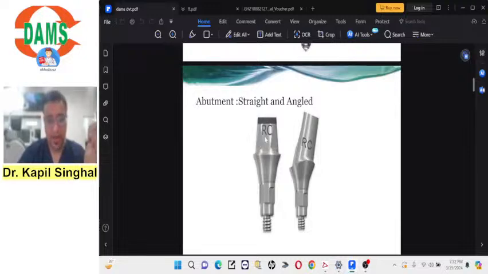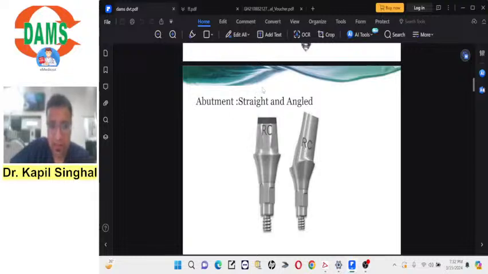So if your implant is straight, the lab will use an abutment that is straight. If your implant is angled, it's not straight, they may use an abutment that is angled. For the angled abutment, the maximum permissible angle for an implant is 25 degrees. So generally the angled abutment available for different implant companies is 25 degrees. Why? Because the maximum permissible angle for your implant is 25 degrees.